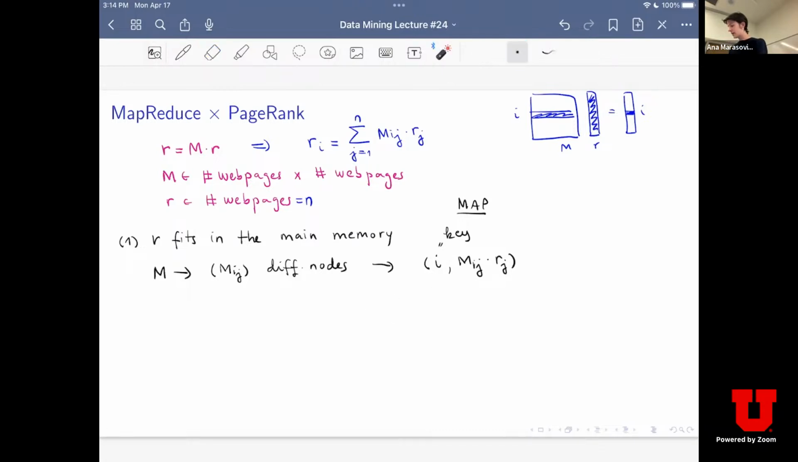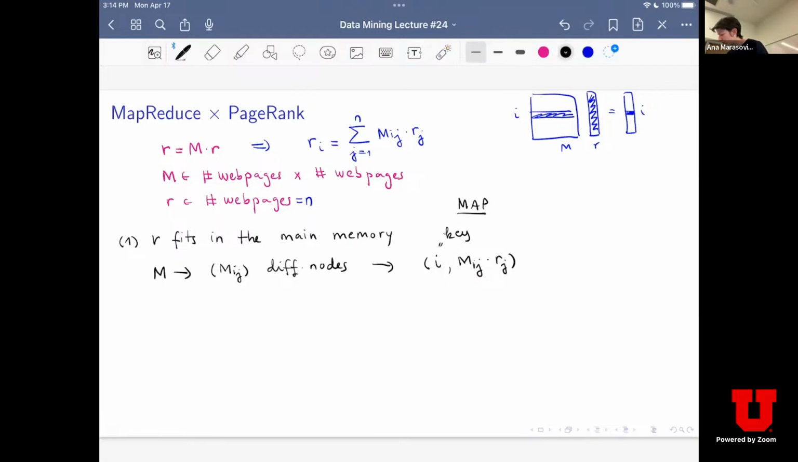So let me go over this again because I confused myself and you in the process. So we have our matrix M, and our matrix M has values mij. We are going to put these values mij to different nodes. And on every node, we are going to calculate mij times rj. And as a key, we are going to select whatever was the value of that row in mij. So I hope that's clear.